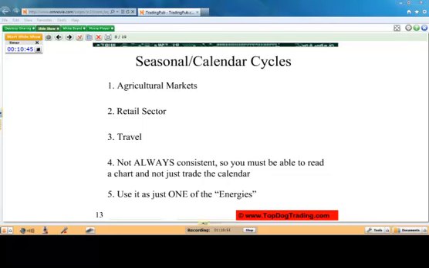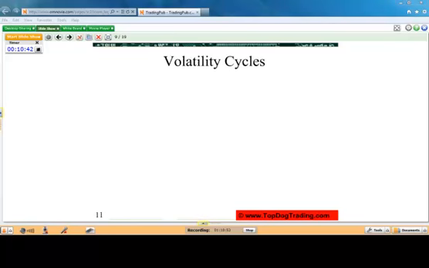And again, it's just one of the energies. Now let's talk about volatility cycles. Volatility cycles are really, really fun and powerful if you trade them correctly. I call this the X-Con trade. It stands for expansion, contraction.